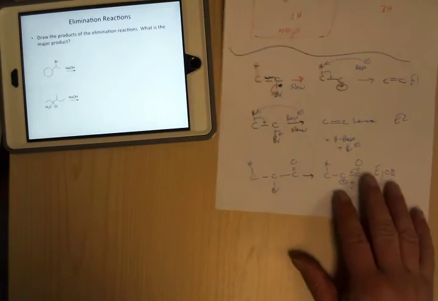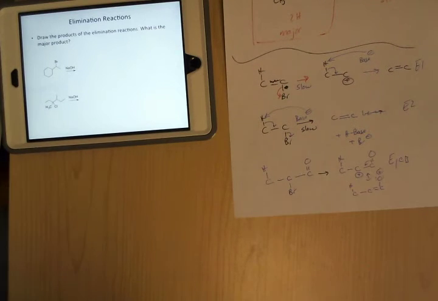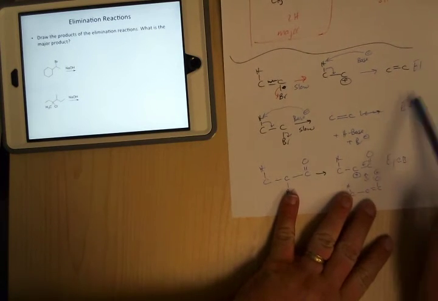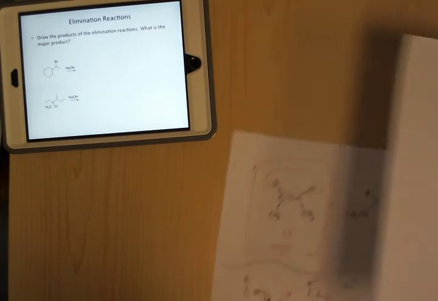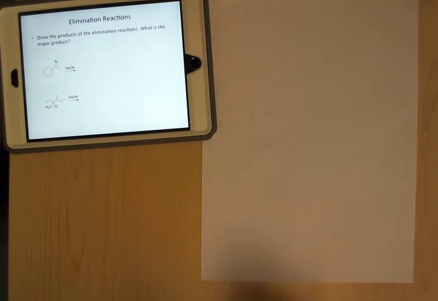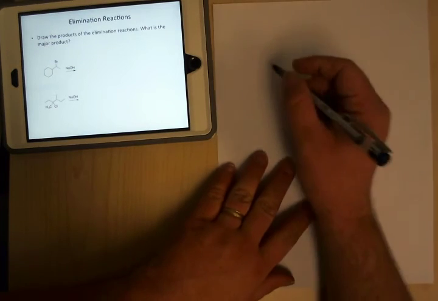So with that, how do you know? Draw the major products of the reaction. It's going to be really hard to tell between an E1 and E2 reaction if I ask you what the products are, but you are going to be able to tell if it's an E1CB. And so here we go.